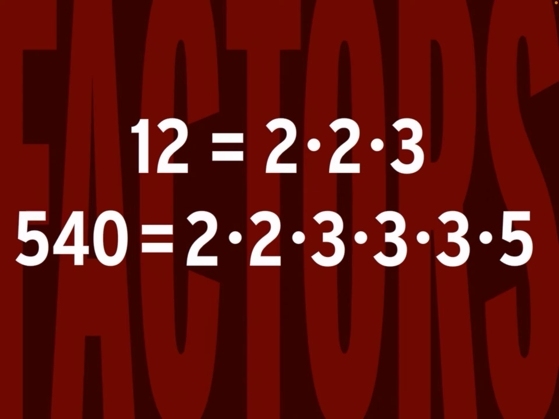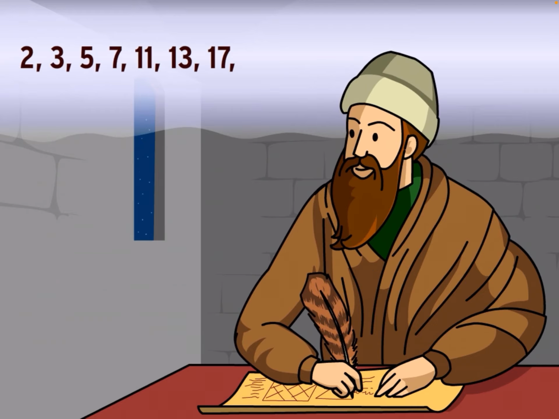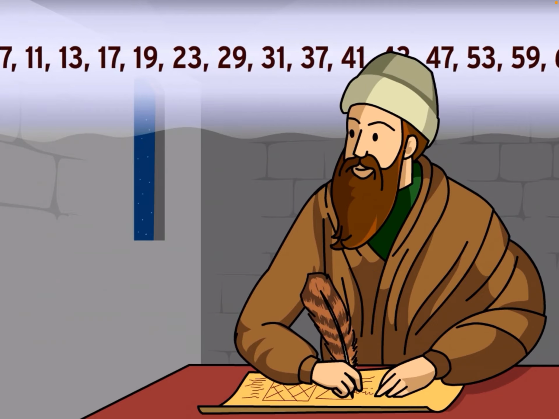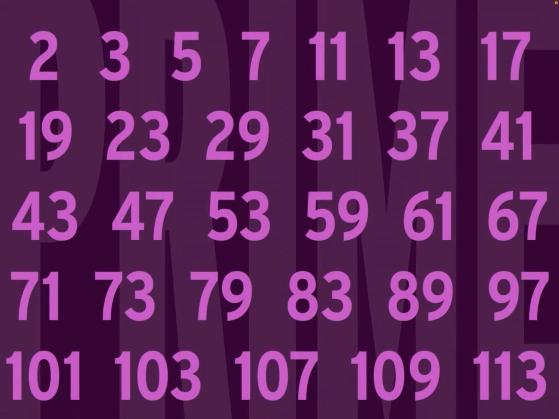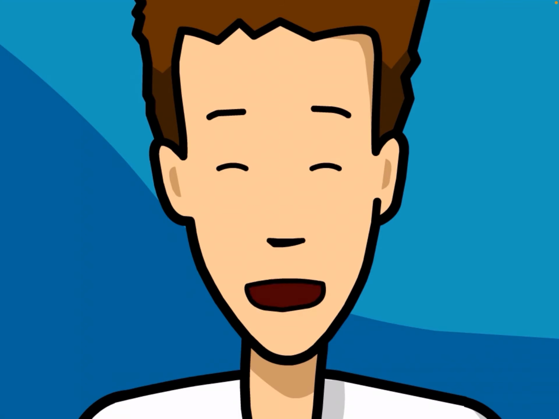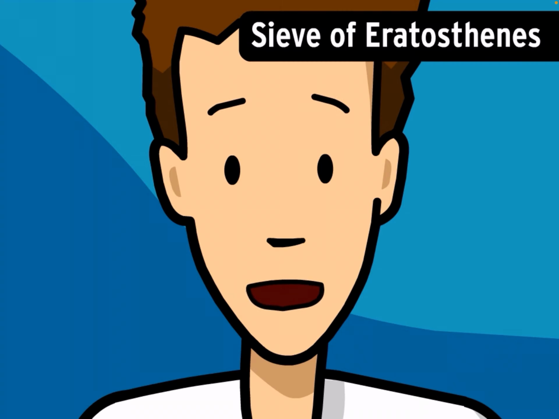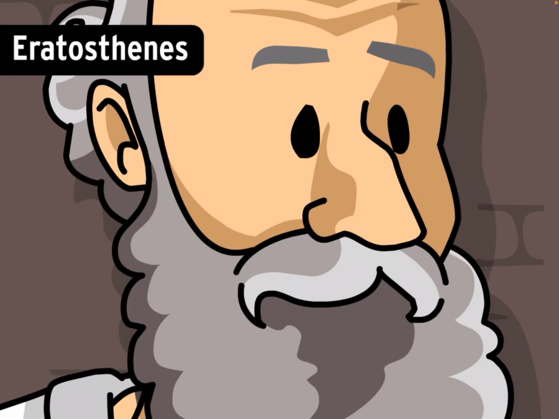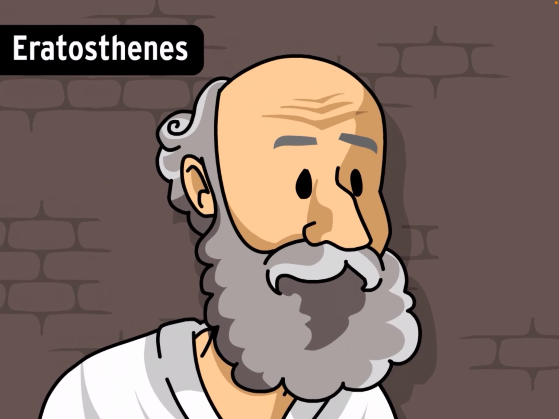Breaking any number down into its prime elements is a process called prime factorization. Euclid also proved that there are infinitely many prime numbers. Trust me, they just keep going. Now, you might be asking yourself how we came up with all those numbers. There's actually a pretty simple way to identify all the prime numbers up to a certain point, and it's called the sieve of Eratosthenes. Eratosthenes was another ancient Greek mathematician who lived around the same time as Euclid.